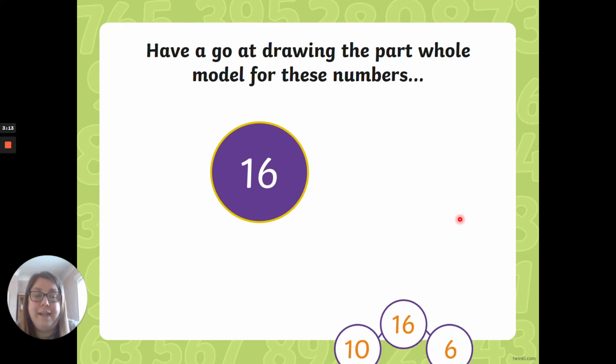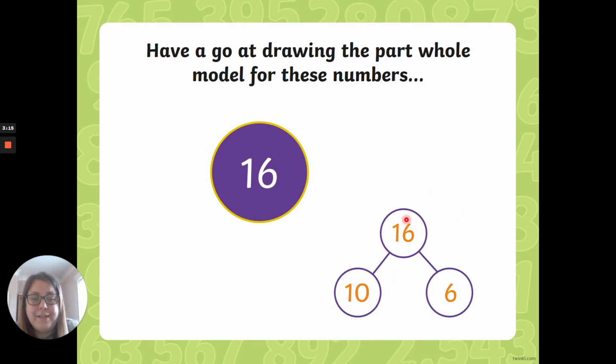So 16, we know 16 is the whole, and if we pulled 16 apart, we know that it's not going to be 1 and 6, is it? It's going to be 10 and 6, remembering that this 1 represents 10 and we just can't see the 0, all right? So it's always remembering that, isn't it? Because otherwise, if we do 1 and 6, 1 and 6 makes 7 and we'll get the wrong answer. So remembering that this 1 is a 10, okay?